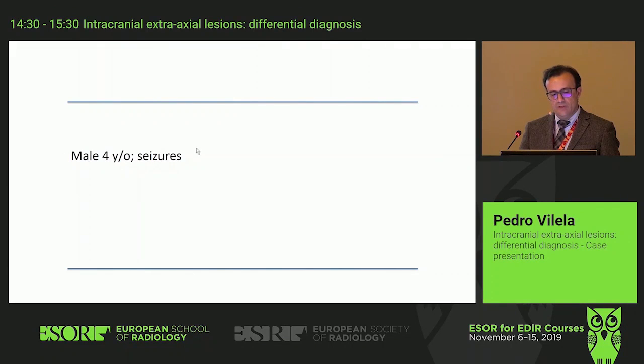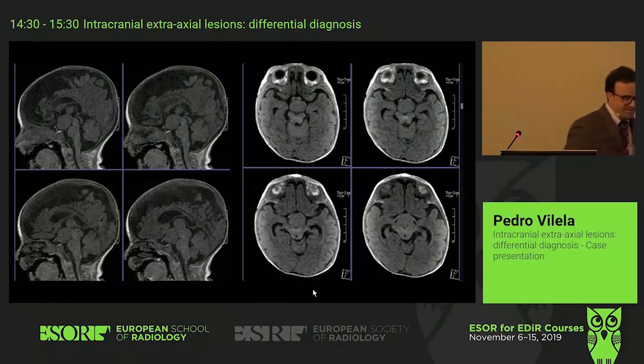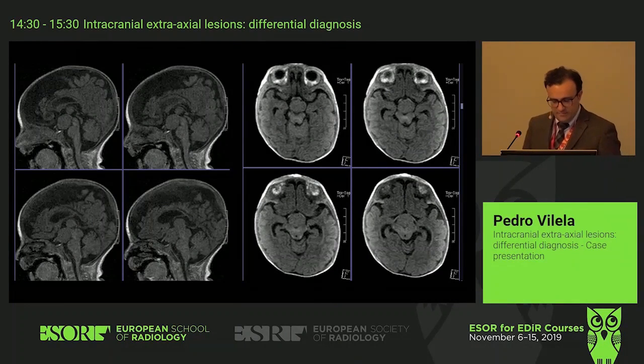Well, this one I did not show. 4 years old, seizures. Where is the lesion? It is beneath the hypothalamus. Very good. Can you point it out? So, you have the pointer. Correct. So we have a lesion here.